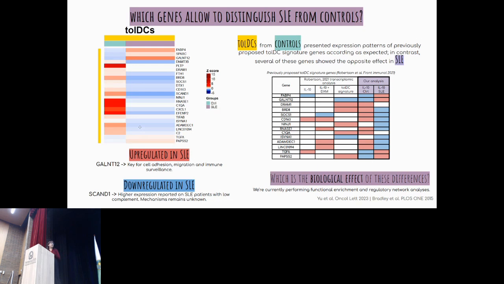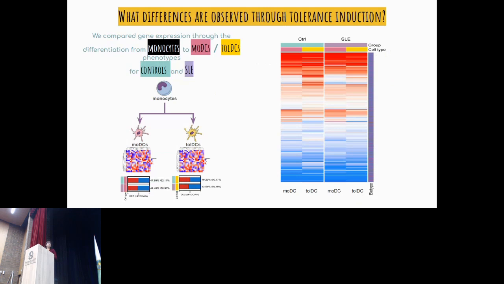We're currently exploring the biological effect of these differences, and for this, we are performing some functional enrichment and regulatory network analysis. So the other question that we have is, what are the differences through the differentiation process and the tolerance induction in the case of the tolDCs that lead to these differences between patients and controls? So for that, we first did differential gene expression, taking monocytes as reference for both MoDCs and tolDCs, and this is the result that we have for these comparisons.